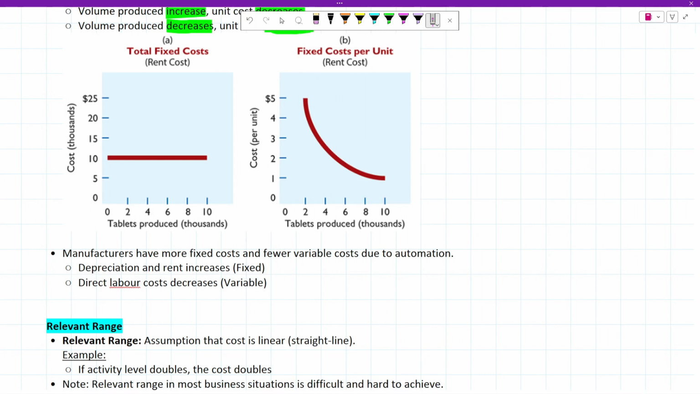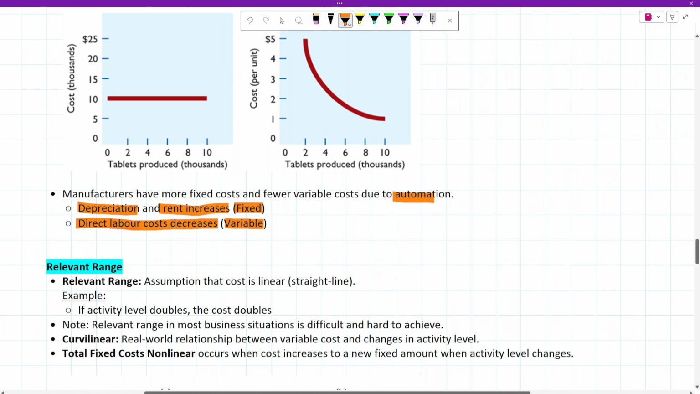So manufacturers have more fixed costs and fewer variable costs due to automation. So like I explained before, automation, this can be because of depreciation and rent increases, which is a fixed cost. So depreciation and rent is fixed, and then direct labor cost decreases, so variable. I'll put that in orange again. So with automation, just to highlight this part, you have more fixed costs and fewer variable costs.